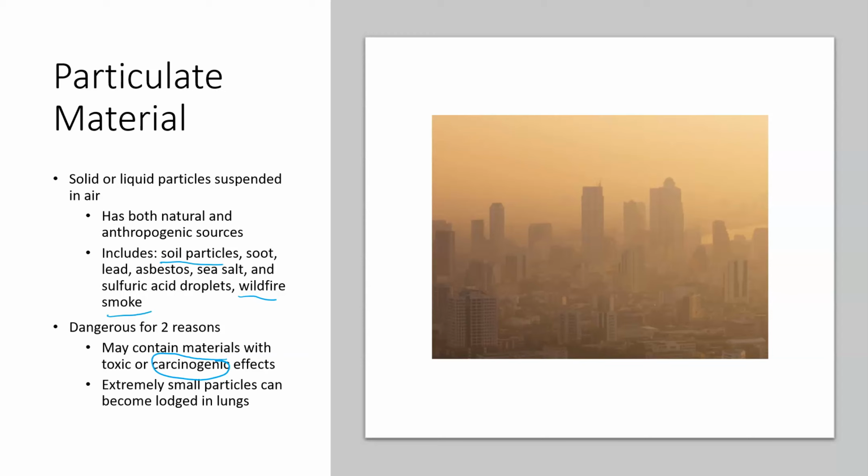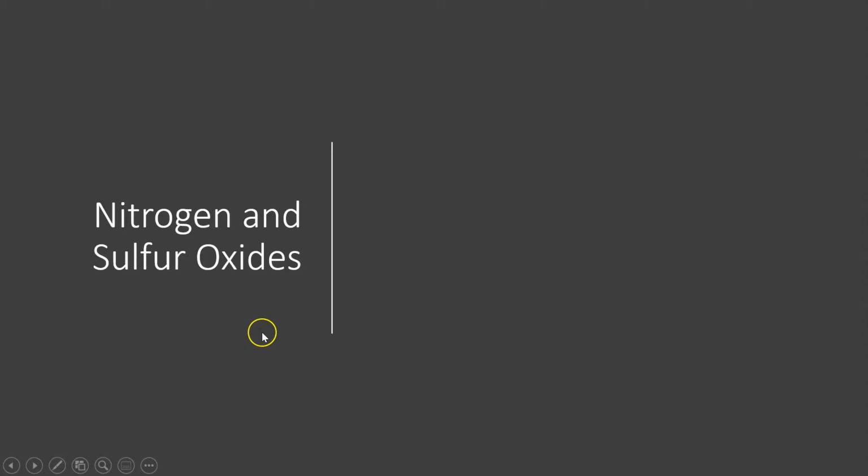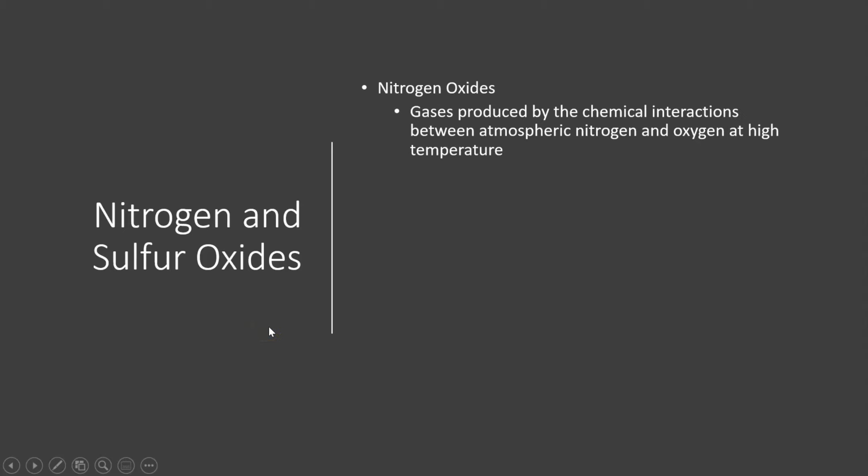Okay, so particulate matter is measured quite regularly, and most air quality concerns that we have are usually centered around the amount of particulate material in the air. All right, nitrogen and sulfur oxides. So they are primary pollutants. Okay, they're gases typically produced through some sort of heating or combustion process.